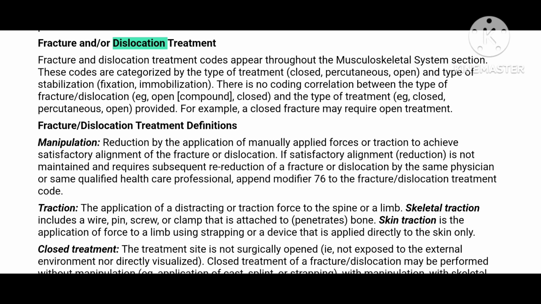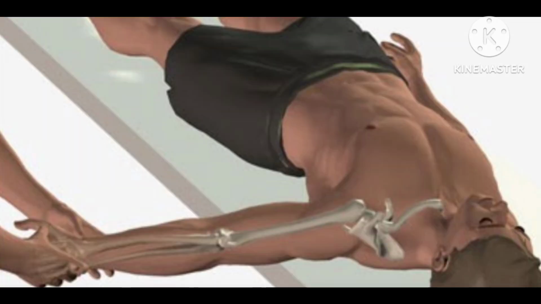How are we going to put it back in its place? That is done with reduction, and that reduction can also be called manipulation. This reduction is divided into closed reduction and open reduction. Closed reduction means the doctor will not do any surgery, but he will apply some finger pressure or hand pressure to move the bone back to its place. They can also use traction devices to put the bones back into their place.